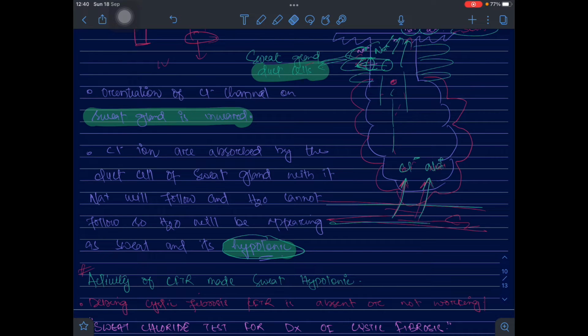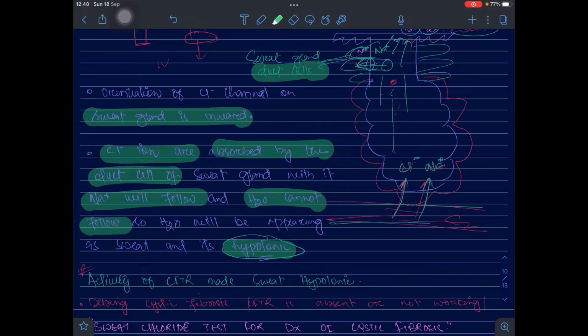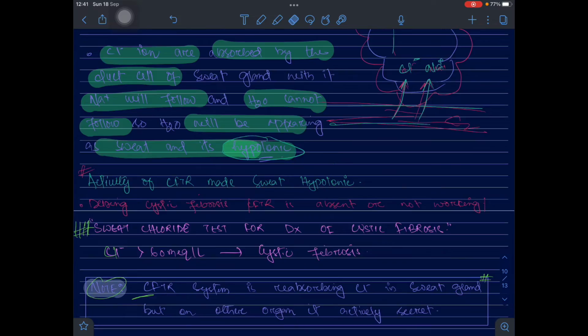Chloride ions are absorbed by the duct cell of the sweat gland with sodium following, and water cannot follow, so water will appear as sweat, and it is hypotonic. See, it is hypotonic here. So the activity of the CFTR gene made the sweat hypotonic. We can say that the activity of the CFTR gene, that is the cystic fibrosis transmembrane conductance regulator gene, makes the sweat hypotonic.